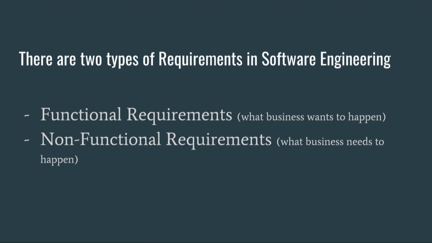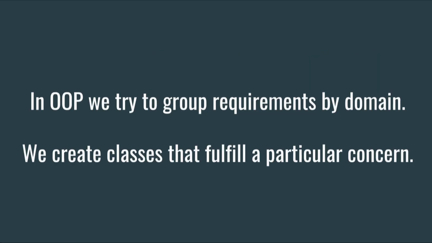But there are some patterns that repeat over most components because we don't have a way to get rid of that. So traditionally in object-oriented programming, we try to group requirements by domain. Of course, that's why we create classes. And we try to create classes that fulfill a particular concern, okay?